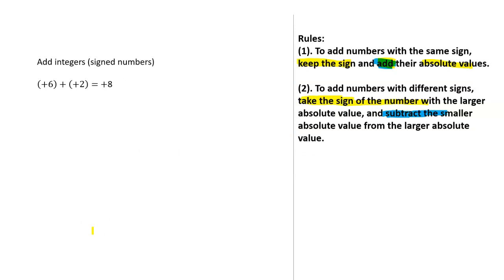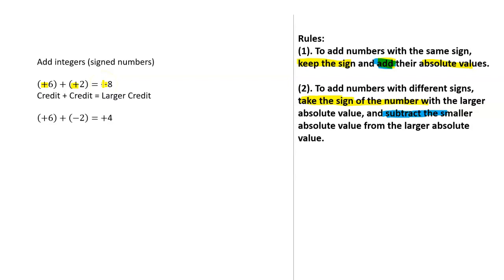Positive 6 plus positive 2, the answer is positive 8. I put the rules right here for your reference. Remember, first we check the sign. They're both positive, so we keep the sign, which is plus. Then we add these two digits, 6 and 2, to get 8. This is the credit plus credit equals larger credit case. Looking at 6 and 2, we get a larger number, 8. That tells us we have to add them, and the plus sign tells us it's credit.